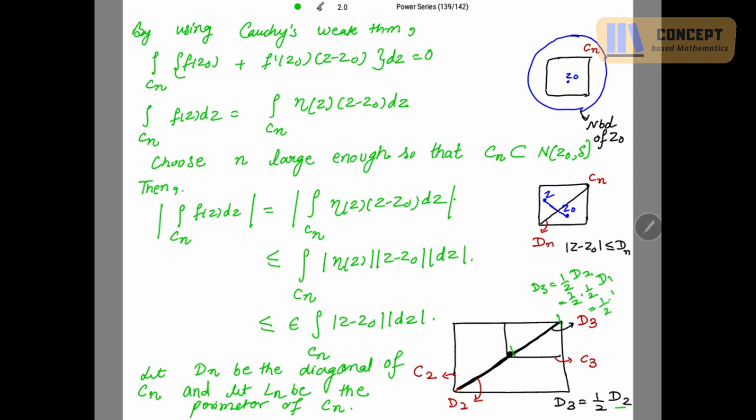And D1 is again half of D. So its power becomes 2, that is, D2 is 1 by 2 squared of D. So D3 is 1 by 2 cube of D. Now here the number is 3, here the power is 3. So can I write for Dn that Dn is equal to 1 by 2 the power n of D?